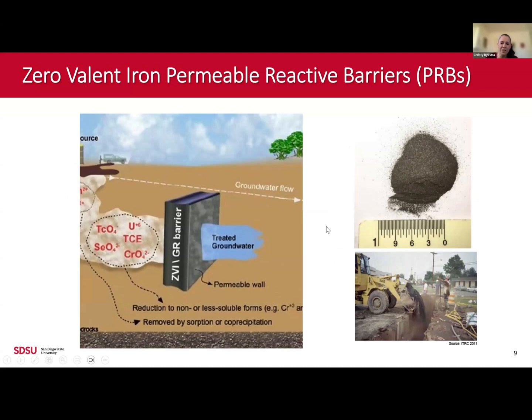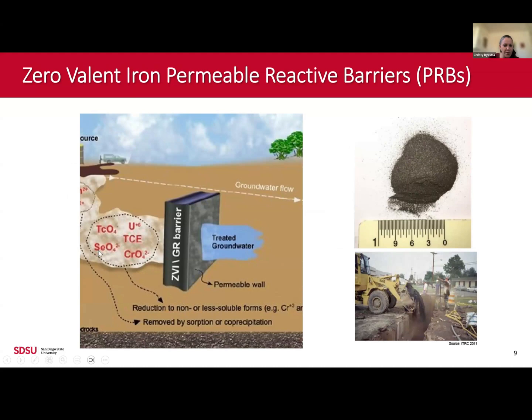All right, next up is a zero valent iron permeable reactive barrier, and you are going to be looking at this as well for your project. So this is how zero valent iron reactive barriers work.